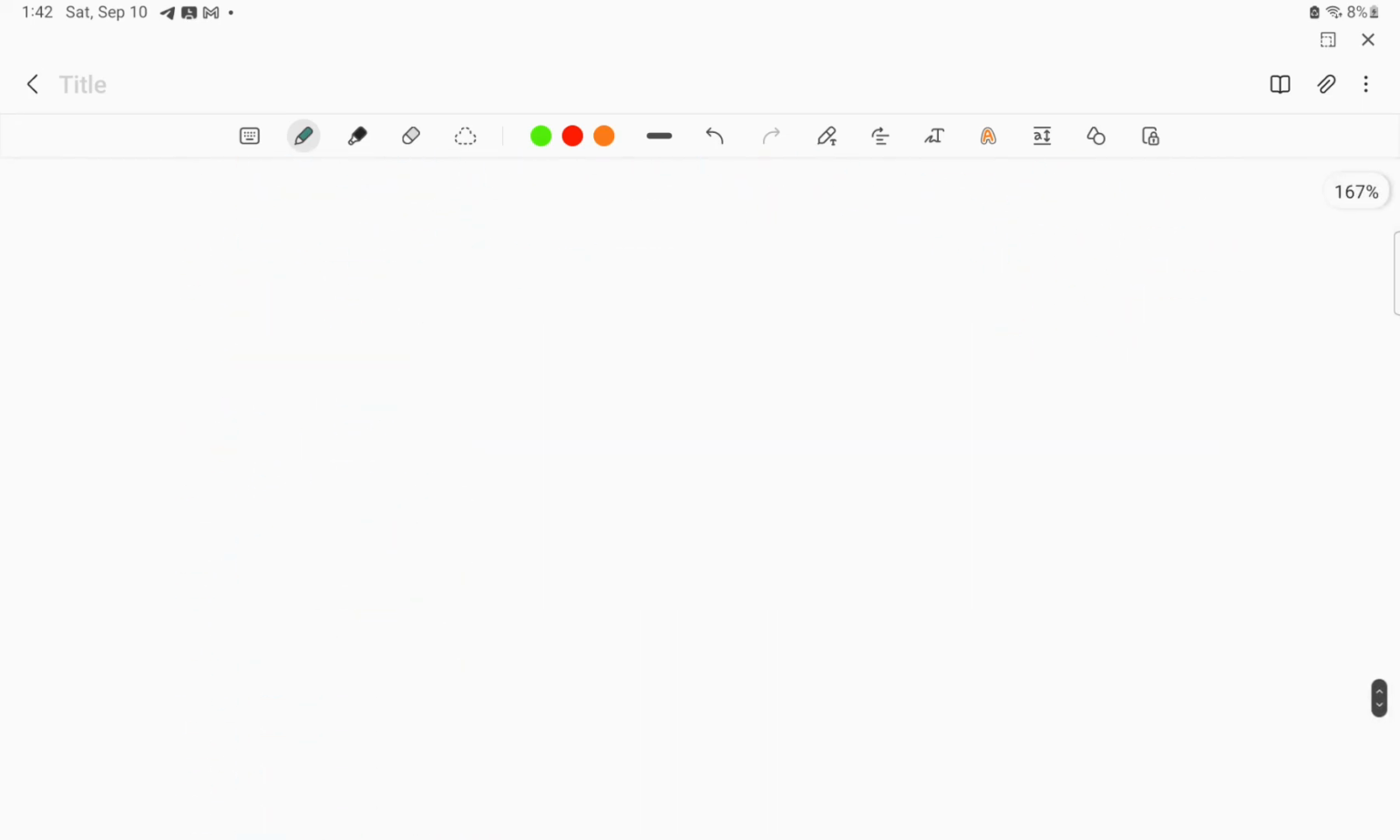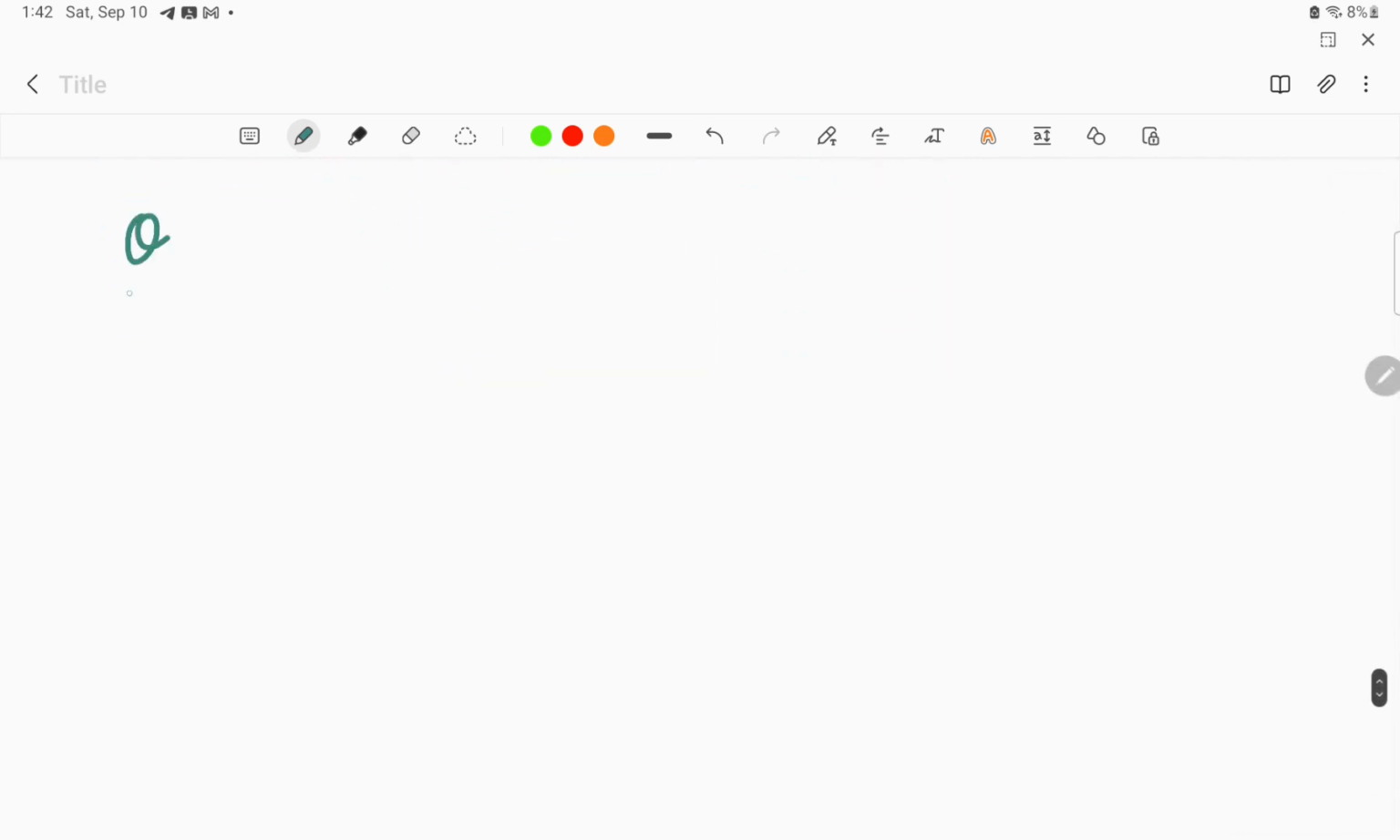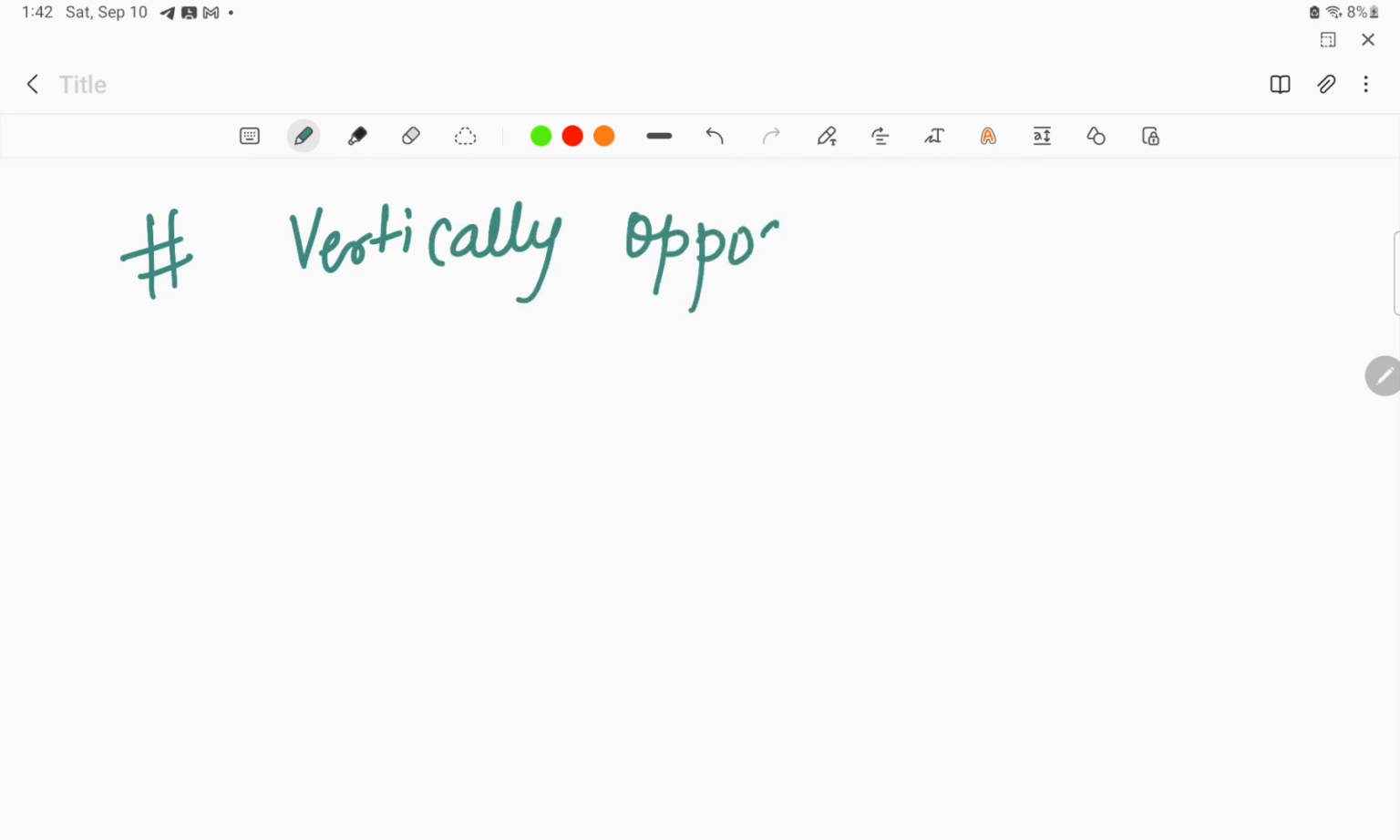So the term that is left, I will discuss first, then in the next lecture we'll discuss the questions. Okay, the term that we have to see is vertically opposite angle. Now what is a vertically opposite angle?